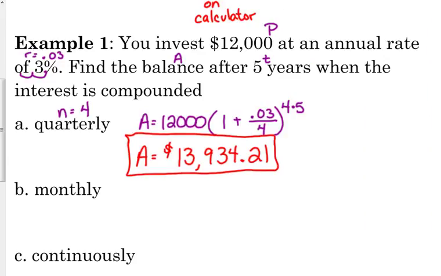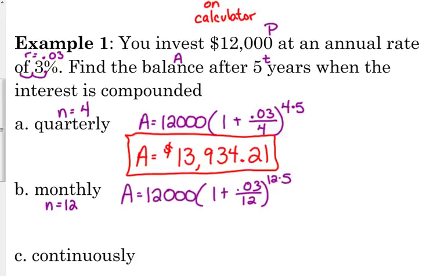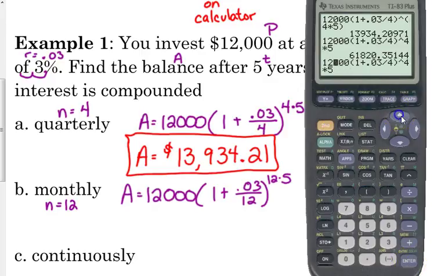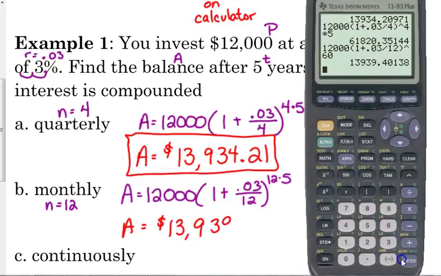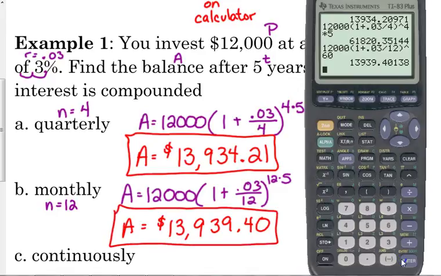Okay? Everything else stays the same, but we compound it monthly, so N changes to 12. So everything else in the equation stays the same, except for N is 12. So let's see if we make some more money compounding it monthly as opposed to quarterly. 5 times 12 is 60. So we make $13,939.40. So about $5 more over these 5 years by compounding it a little bit more frequently every year.